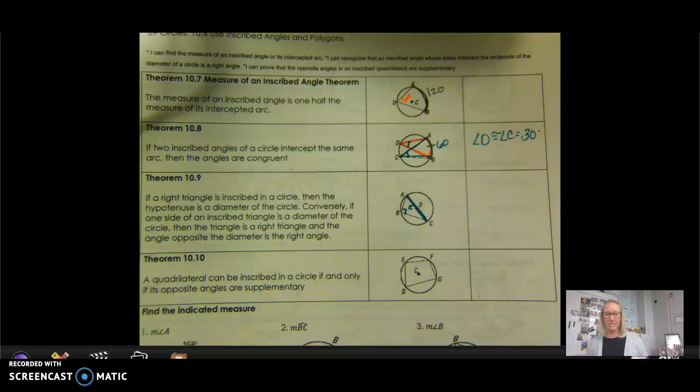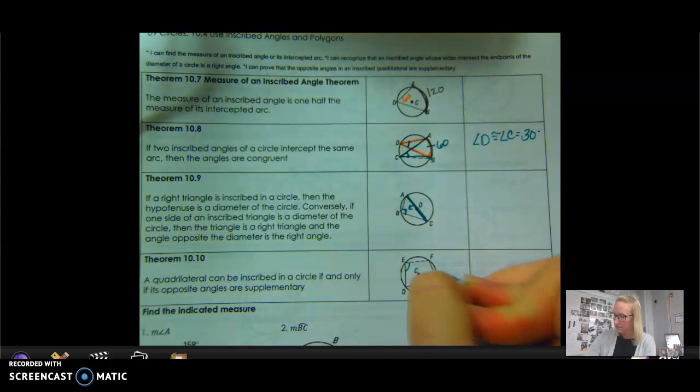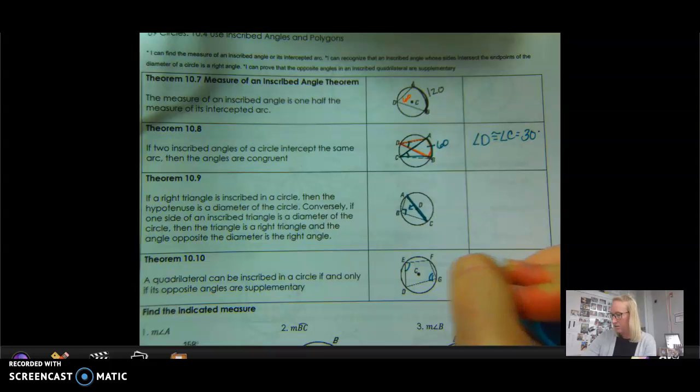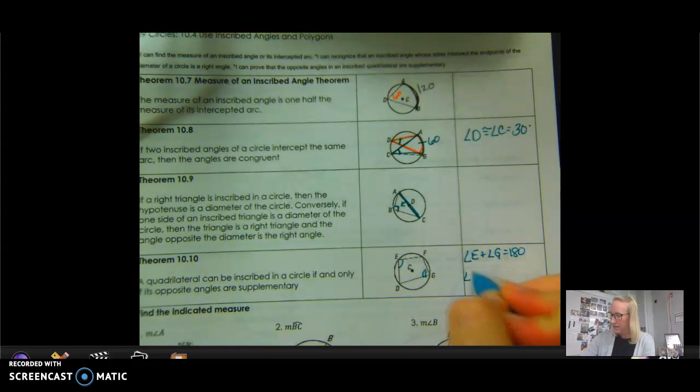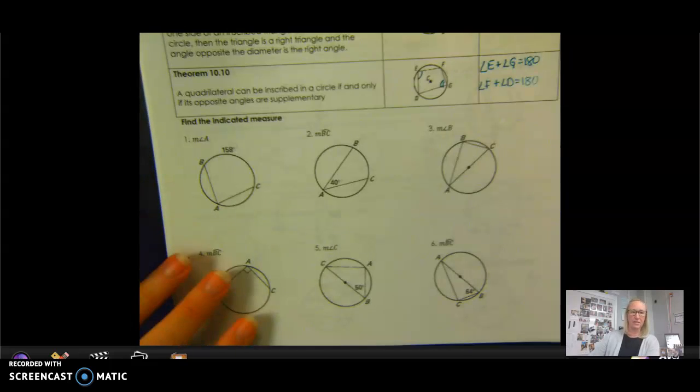Theorem 10.10 says a quadrilateral can be inscribed in a circle if and only if its opposite angles are supplementary. So this angle plus this angle, they don't have to be equal. But angle E plus angle G would have to equal 180. And angle F plus angle D would also have to equal 180 degrees. Okay, so the opposite angles have to be supplementary. And supplementary means equal to 180 degrees.